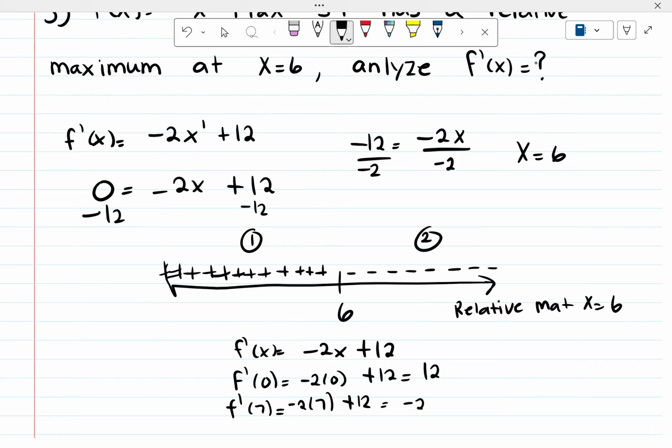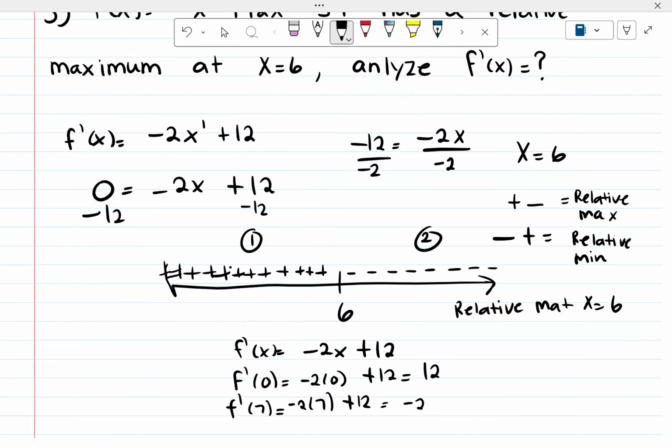So how do I know? Because look at the signs. We have a positive to a negative. So if your sign chart goes from a positive to a minus, it's a relative max. Now, if your sign goes from a negative to a positive, you have a relative min. Okay? But they want to know what is the actual coordinate of this relative max.